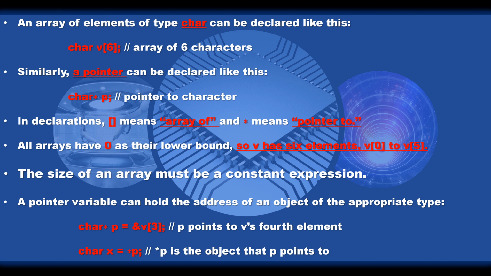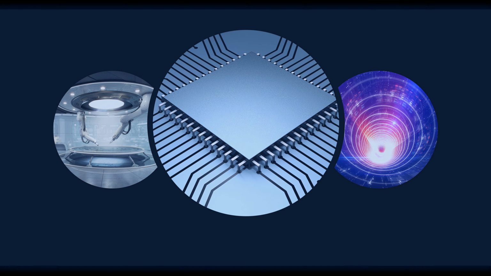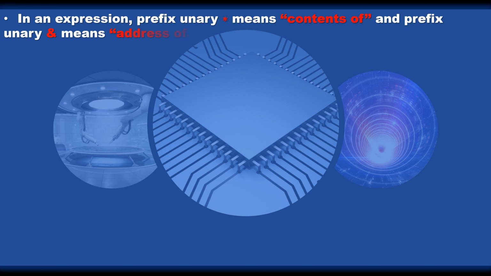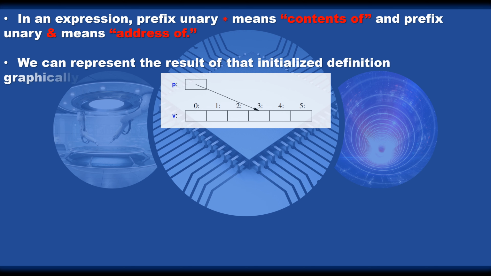char* p = &v[3]; // p points to v's 4th element. char x = *p; // *p is the object that p points to. In an expression, prefix unary asterisk means "contents of", and prefix unary ampersand means "address of". We can represent the result of that initialized definition graphically.